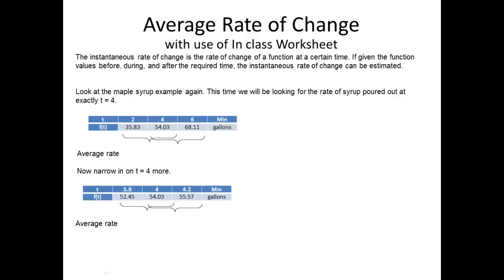All right, we're going to continue on that example of maple syrup, but this time I'm going to be looking for an instantaneous rate of change of a function. Now, instantaneous rate of change is that at a very specific time.